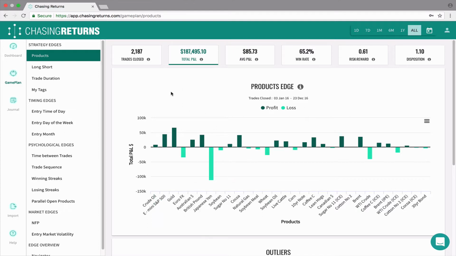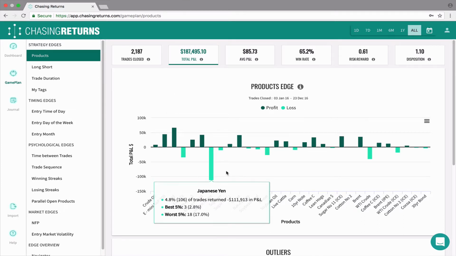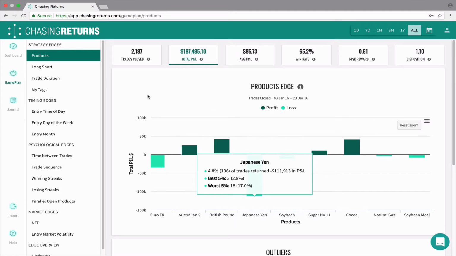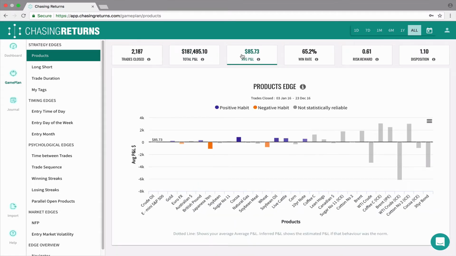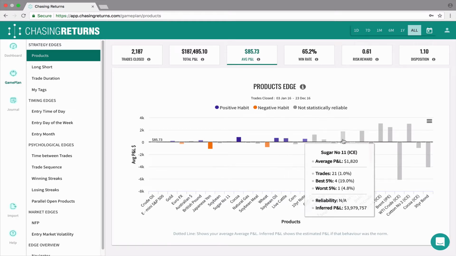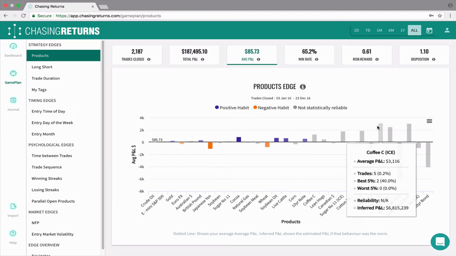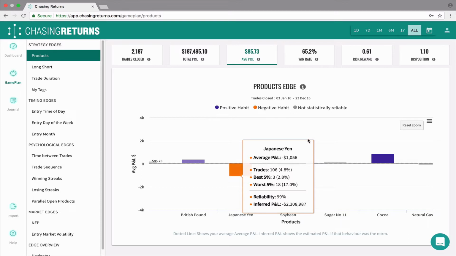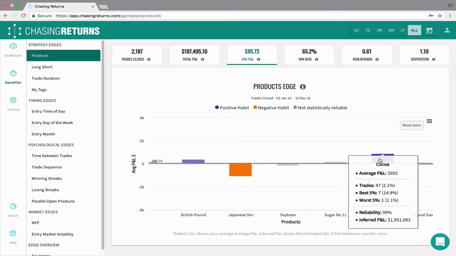So again, you use the P&L chart to figure out if there's any source of trouble that you want to analyze, like here with this Japanese yen trade. Then we go to the average P&L. Now, there's a lot of data here, and here's a good example of not statistically reliable, right? If the products aren't traded enough, we'll still show you the average P&L, but there's no need to really pay attention to it because it's not relevant. And we really want to hone in on these deep purple and deep orange ones, which is a strong positive habit here for cocoa, right? So his cocoa trades do very well for him.